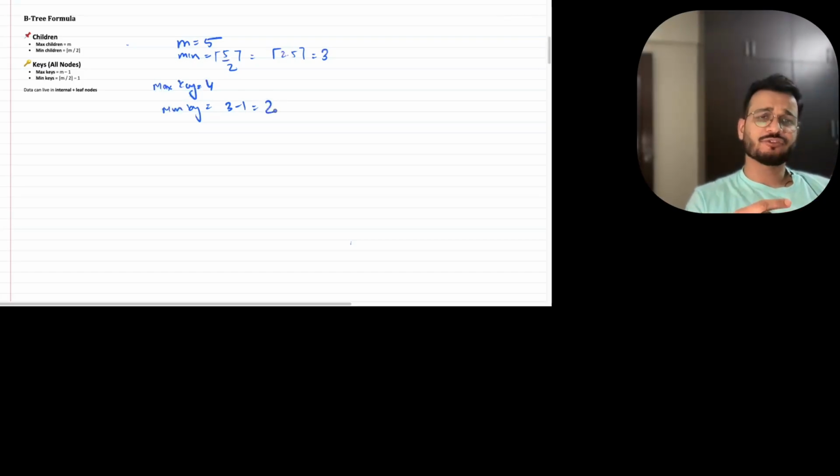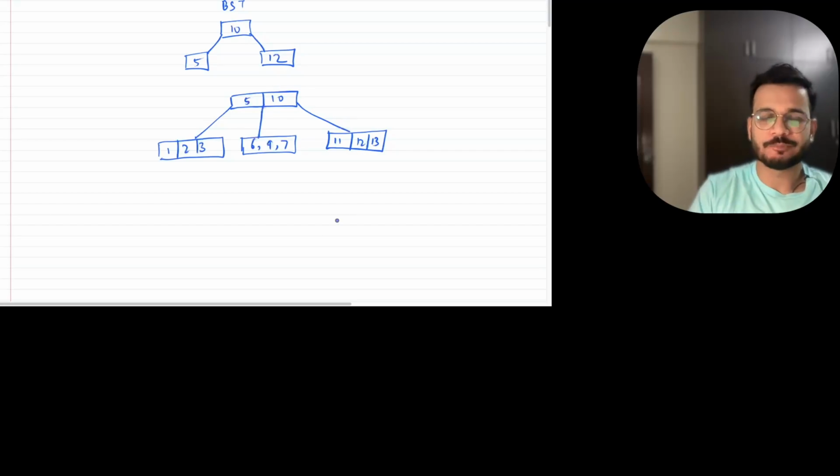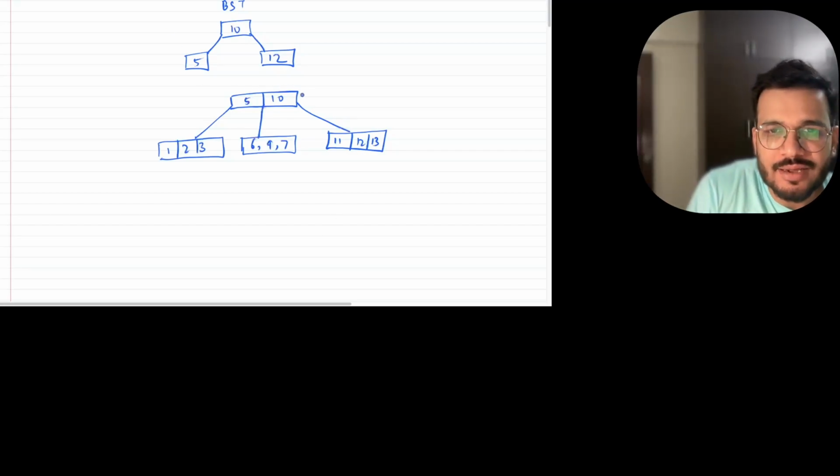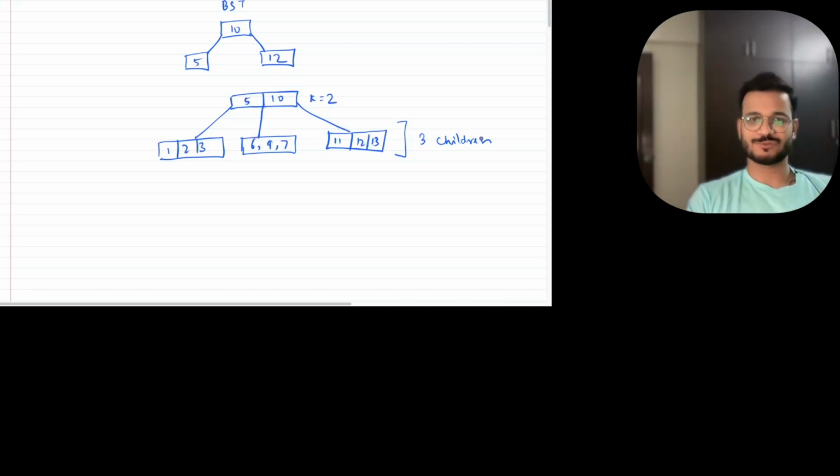Here the difference between the keys and the children is that children is the number of children a parent node can have, and keys is the number of values at a particular level. If we scroll up in this example, you see there are 2 keys here, and how many children are there? There are 3 children. You got the difference between keys and children, right? So this is how we make it.